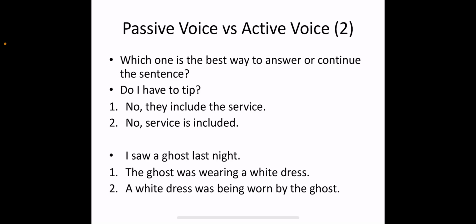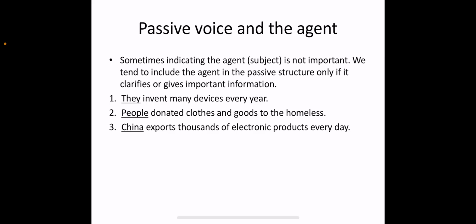Now, there is one more thing that we need to consider when we talk about passive voice. Remember that for passive voice, the agent or the subject of the sentence sometimes is not important. And we can omit the subject or agent when we create a passive voice structure. And we include it in the sentence only if it is giving important information.